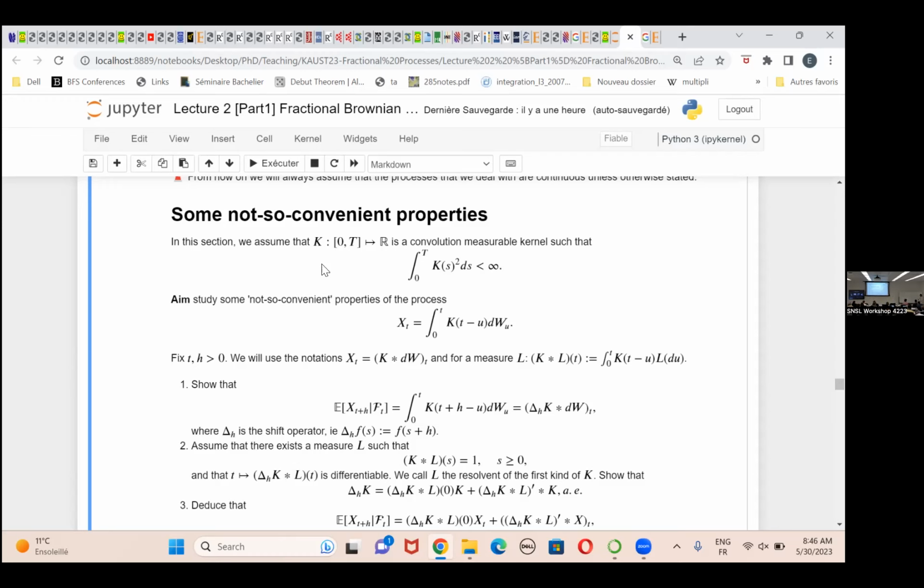Why is this useful? What can you say on k star dw? K star dw is x. So this is x taken at time t, right? So everything here is taken at time t. And here, this is x, okay?